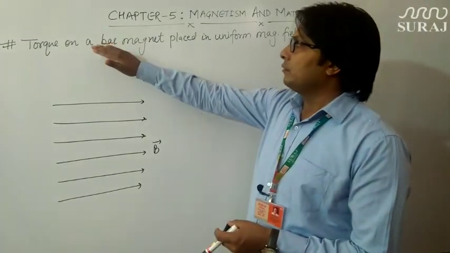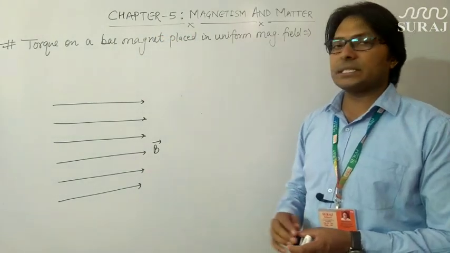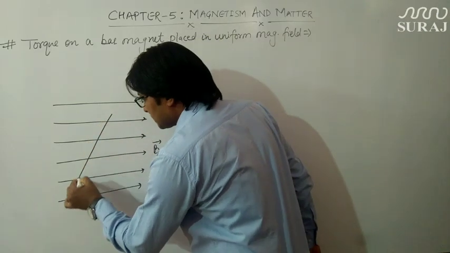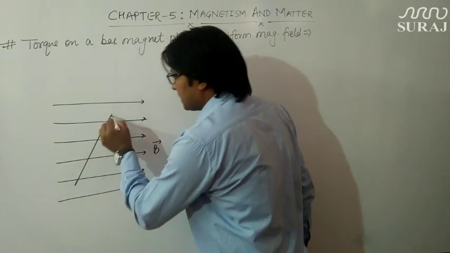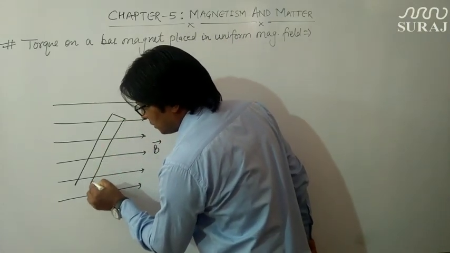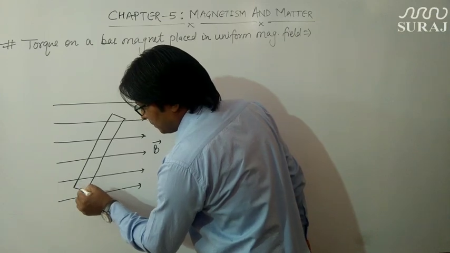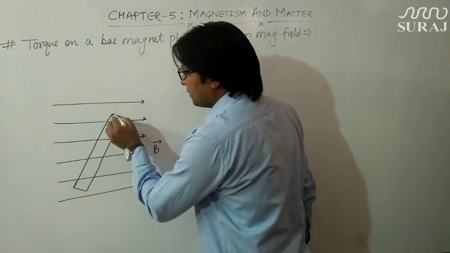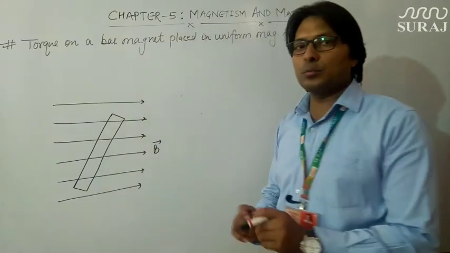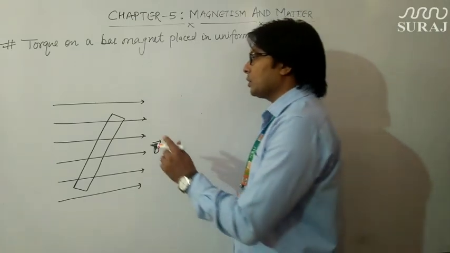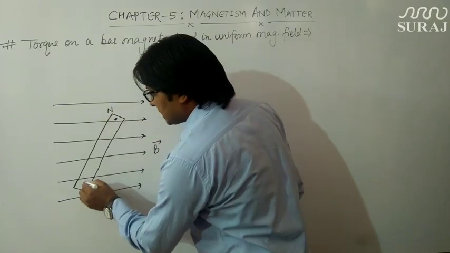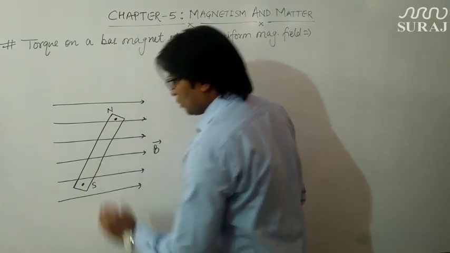Now we have placed a bar magnet in this uniform magnetic field. Suppose this is a bar magnet, which you all know is in the form of a bar. Every magnet consists of two poles, north pole and south pole. I am considering this as north pole and this as south pole.